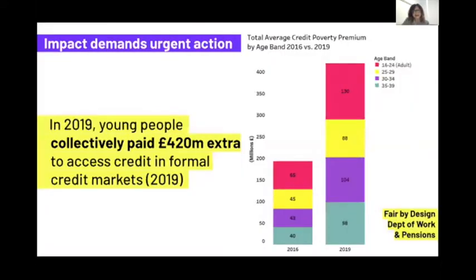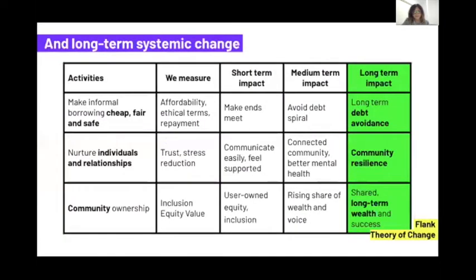To make an impact, we need to take urgent action. In 2019, young people collectively paid £420 million extra to access credit in formal markets, double what they paid in 2016. But it's not enough just to remove an extra price tag. We want to see people able to respond to the needs of their friends, building resilient safety nets and sharing in long-term wealth.